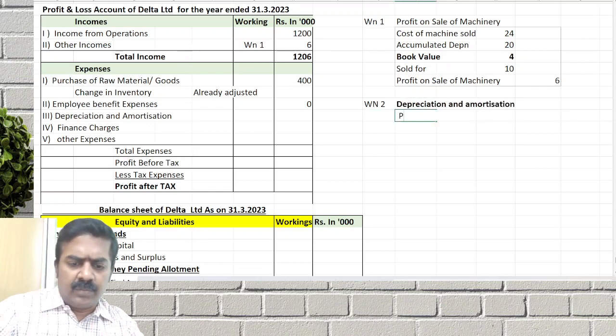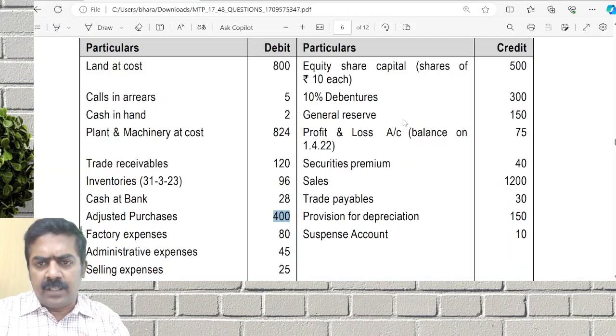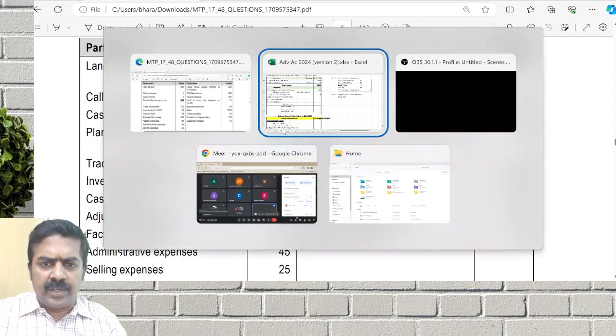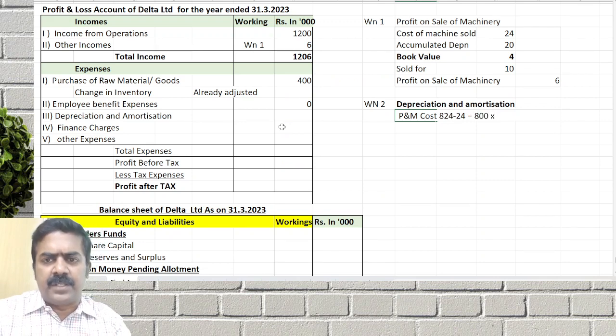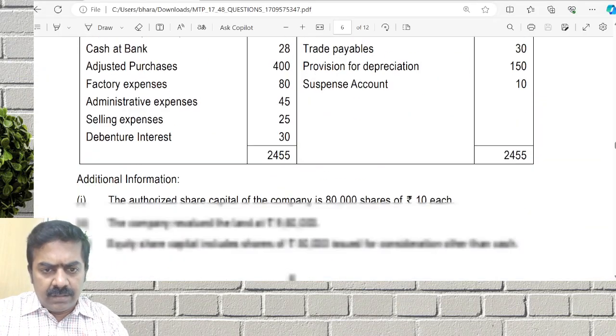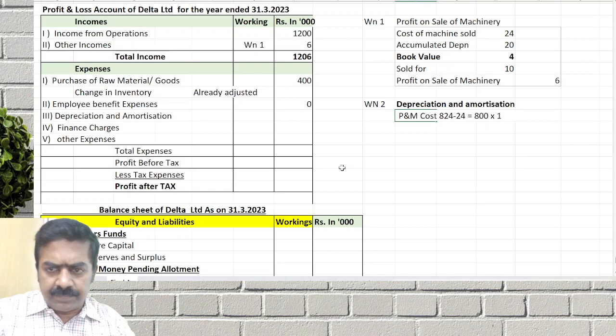Okay, what is the plant and machinery cost? Depreciation on cost is what they have given, 824. Out of that, 24 is sold out. What is the balance? 800 into how much percentage depreciation? 10%. What is the percentage? 10% on cost. So 80 will come.